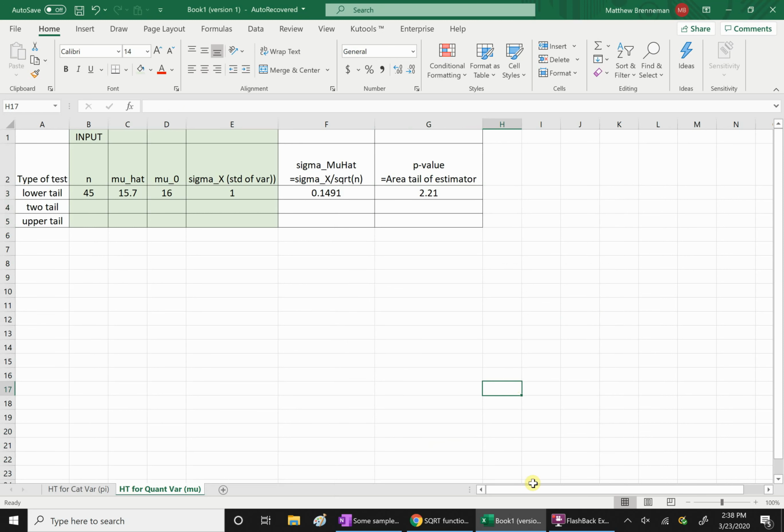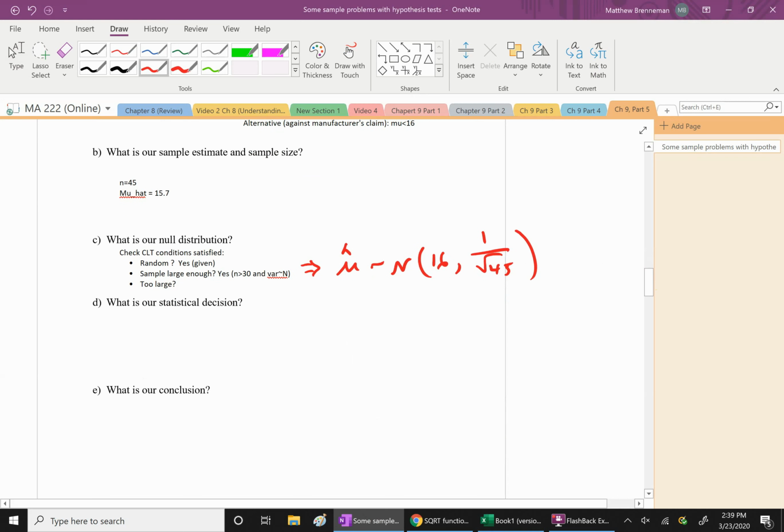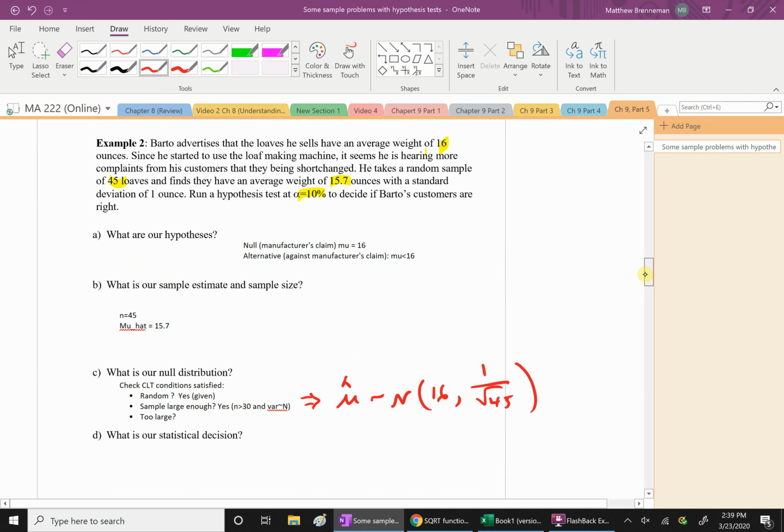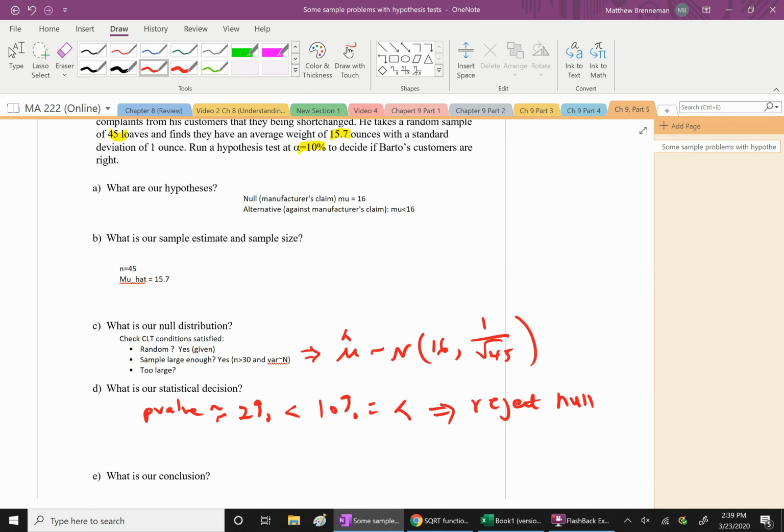Let's go back and answer our question. So our question asked us at an alpha of 10%, what do we decide? Okay, so our alpha was 10%. So we're going to use the fact that our p-value, which was around 2%, is less than 10%, which is equal to alpha. So we're going to reject the null. P-value less than alpha, reject the null. Sometimes people have a little rhyme: when the p-value is too low, the null must go.